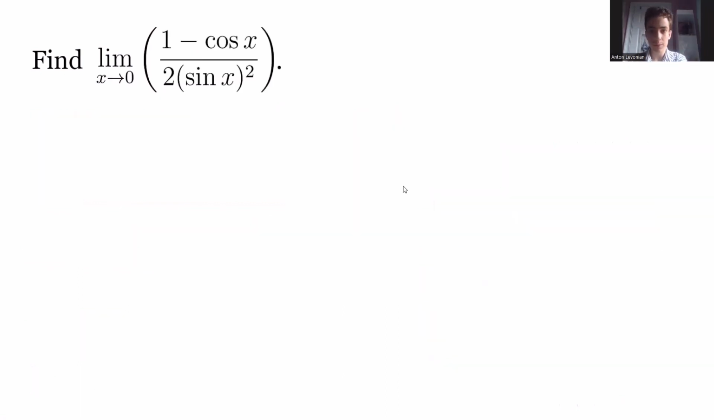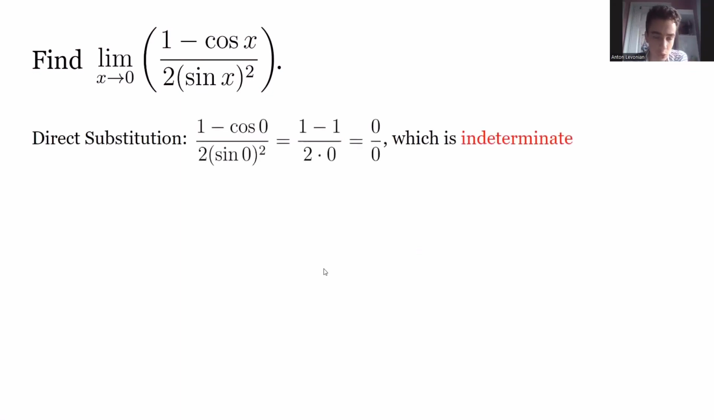All right. So now this is a bit more tricky. This is the limit as x approaches 0 of 1 minus cosine of x over 2 times sine of x squared. So let's go through this together. We'll try direct substitution. Direct substitution is always the first thing that you should try when evaluating a limit. Always. Even if you have a hunch that it might not be defined, always try that first. It might just work out.